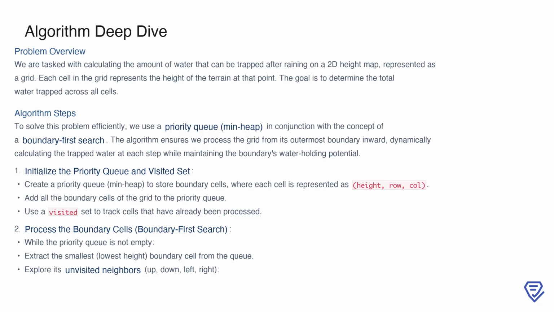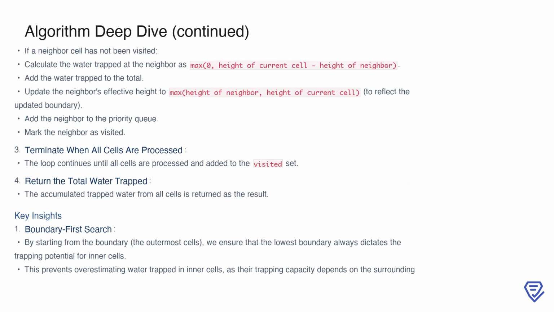Then, we enter the main part of the algorithm, which is the processing of boundary cells through the priority queue. Within this step, while the priority queue is not empty, we extract the smallest boundary cell, which corresponds to the cell with the lowest height. From there, we explore each of its unvisited neighbors in all four directions: up, down, left, and right. If a neighboring cell has not been visited, we calculate the water trapped at that cell. This is determined by taking the maximum of 0 and the difference between the current cell's height and the neighbor's height. If water is trapped, we add this value to the total trapped water.